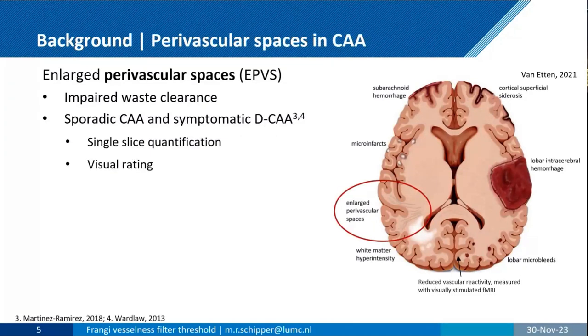Then zooming in a bit more on the perivascular spaces. They're one of the markers that we see in CAA, and we think that they are related to impaired waste clearance, as has already been touched upon by Lydia.